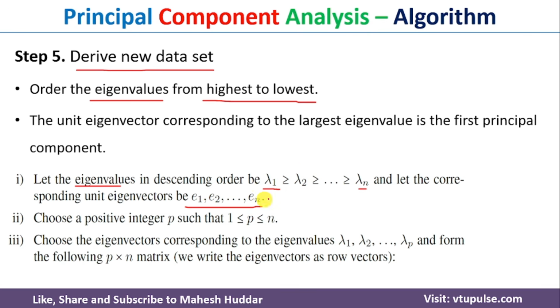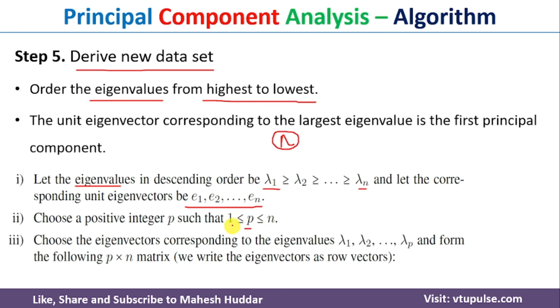Now, once you do this, as said earlier, there are n number of features. We want to reduce the dimensionality of this data set. So, we select one number p in the range of 1 to n, which should be greater than or equal to 1 and less than or equal to n. If p is equal to 1, I want to select one feature. If p is equal to n, I want to select all features.